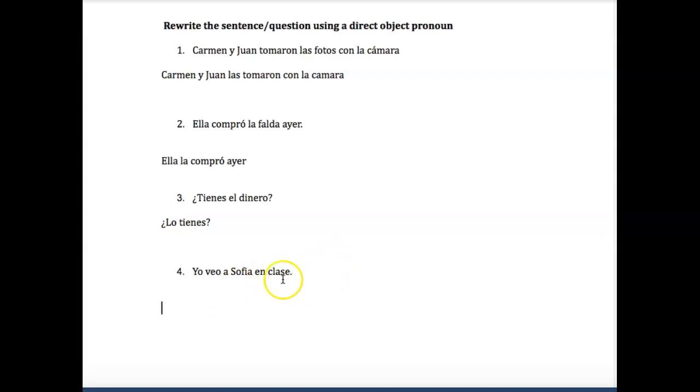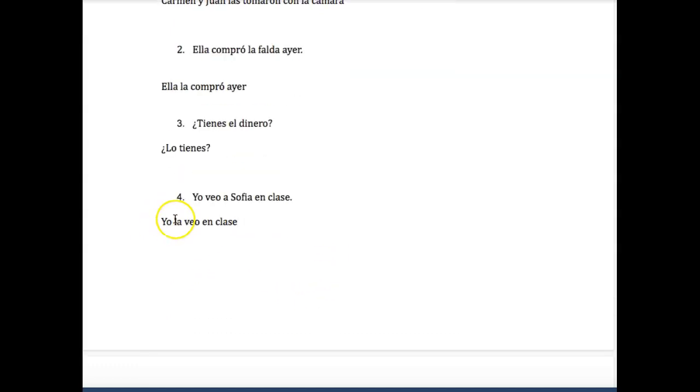I see Sophia in class. So see is my verb. See what? See who? Sophia is my answer. So I want to say I see her in class. So her is going to be la, and I put it in front of my verb. I see her in class. So remember, even if there's a no, the la comes right in front of the verb. So keep that direct object pronoun in front of the verb. The no comes outside it.